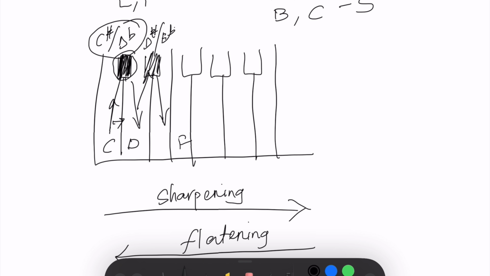And this is F because this is E, G, A, B, and C again. This will be called F sharp or G flat. This will be called G sharp or A flat. And this will be called A sharp or B flat.